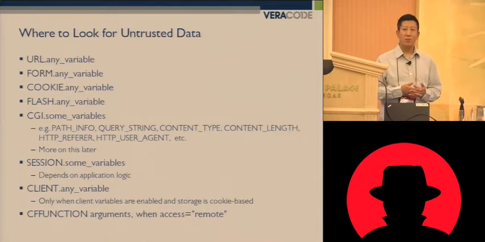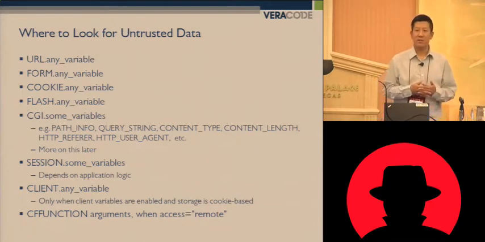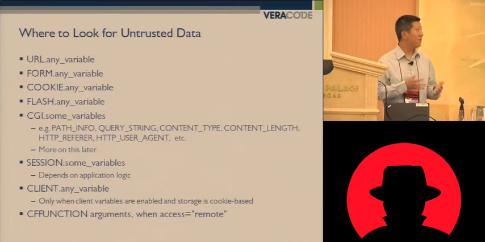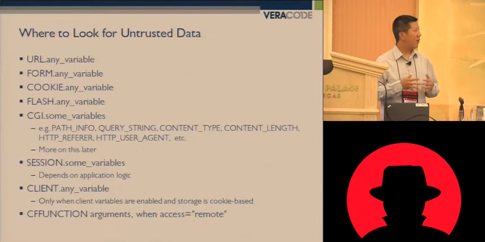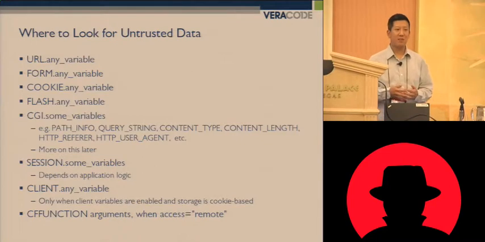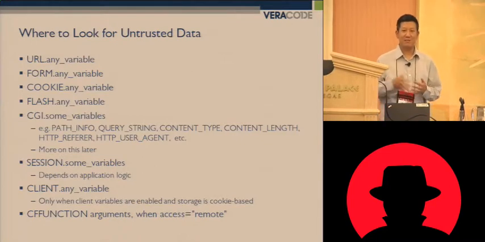We had the list of scopes earlier. So URL.anything means a variable that was passed in through the query string in the browser. Form.anything was passed in the post data of an HTTP request. Cookie is probably pretty obvious. Flash comes from the Flash movie. CGI: not all of the CGI scope variables are tainted, but most of them either are tainted by default or can be easily tainted. And we'll have a slide on that later.